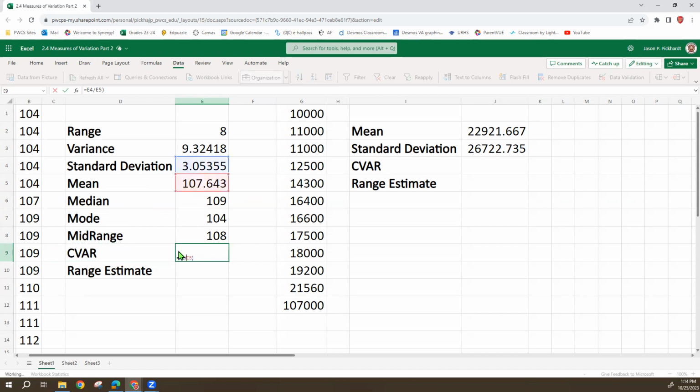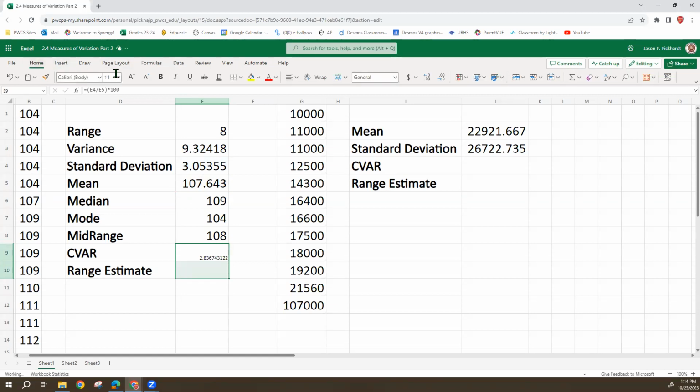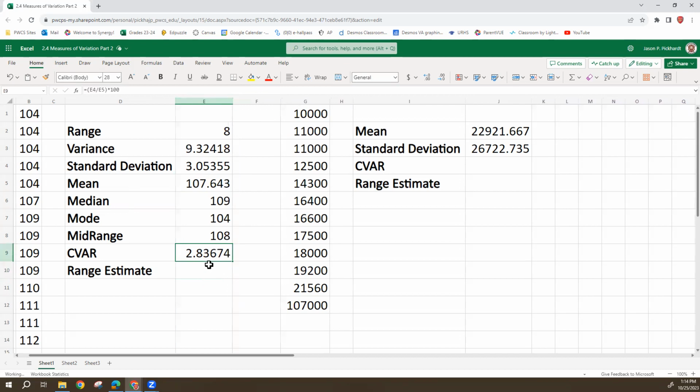Oops. Because then I need to multiply that by 100. Let me make that bigger. If ever you don't see a decimal that I have, you're going to want to adjust your column width. So I'm taking my standard deviation that I've already calculated, dividing it by my mean, and then I'm multiplying that by 100. And so I want to compare it to this data set.